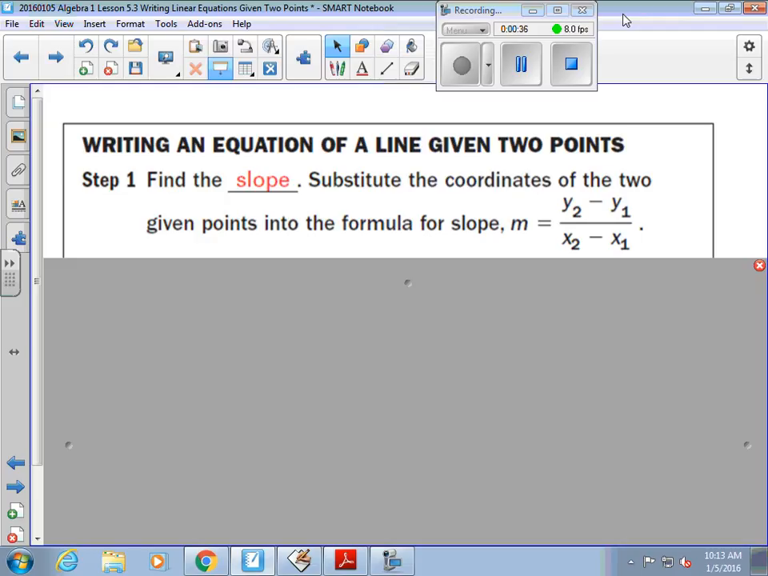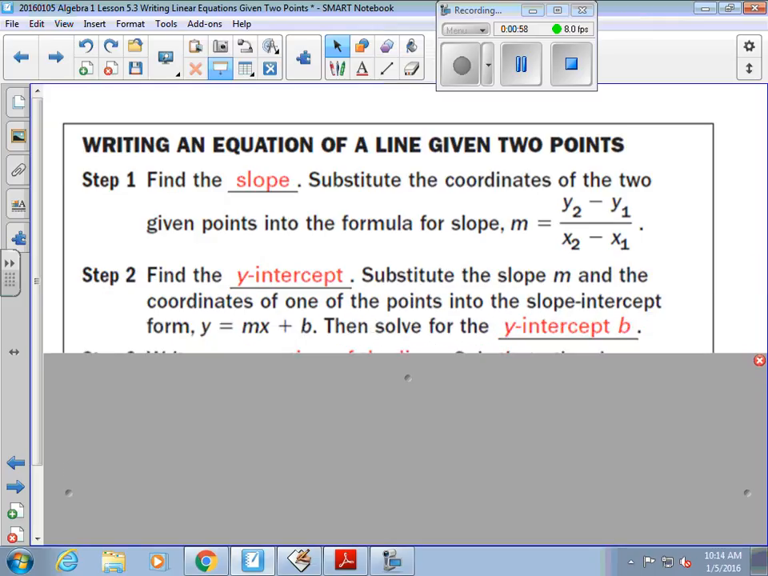Step number one to write an equation of a line given 2 points is to find the slope. If you have 2 points, either on a picture or listed as two ordered pairs, use the slope formula or just count how many times you have to go up and down over how many times you have to go left and right. So y sub 2 minus y sub 1, or the change of y, over x sub 2 minus x sub 1. Step number 2 is what we did yesterday. Find the y-intercept or find the b value.